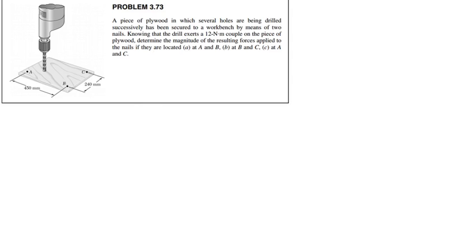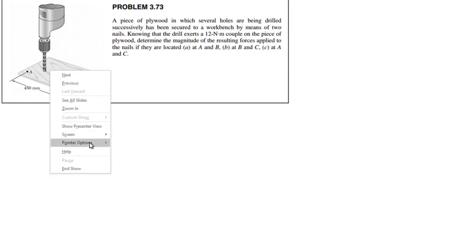Problem 3.73. A piece of plywood in which several holes are being drilled successfully has been secured to a workbench by means of 2 nails. Knowing that the drill exerts a 12 Newton-meter couple on the piece of plywood, determine the magnitude of the resulting forces applied to the nails if they are located at A and B, B and C, and A and C. So, let's see where this takes us. Just take this at face value.